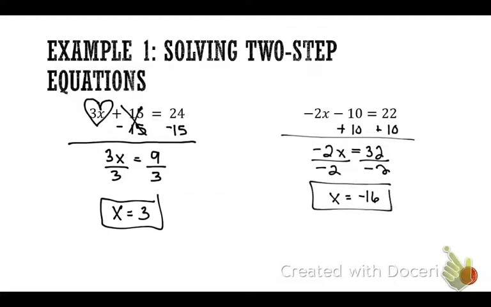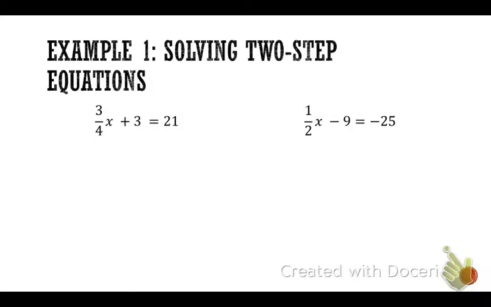All right. X equals negative 16. So then all I had to do was do 32 divided by negative 2. All right, my two-step equation. Okay, so now we're just going to step it up a notch. What do you see different about these two problems? We have fractions connected to the variable, but they're still best buddies. So I'm not going to worry about the fraction to start. I'm going to move what's not connected to the variable first.